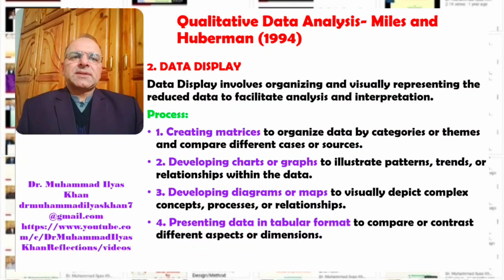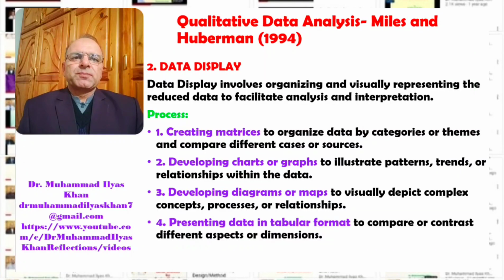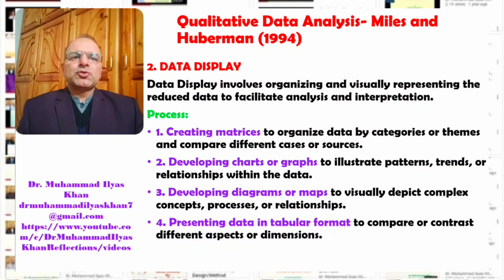The second thing that happens at this stage is developing charts or graphs. In many cases, we need to illustrate the patterns and trends in our data. For example, if we have conducted interviews with several participants, we need to see the patterns that possibly occur when we are analyzing the data. We also see certain trends and certain relationships in our qualitative data. Those patterns, trends, and relationships need to be clearly represented so that we can visibly see the relationship, the points of integration or disintegration among the data.